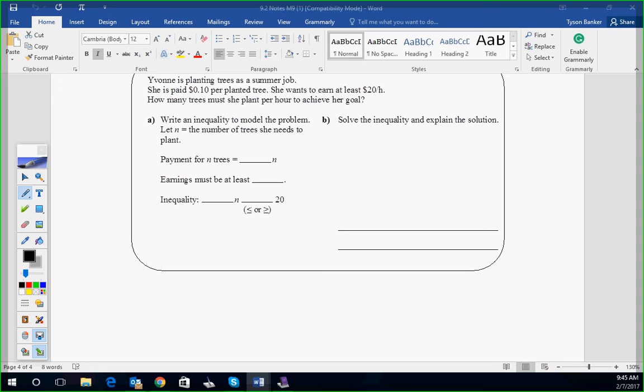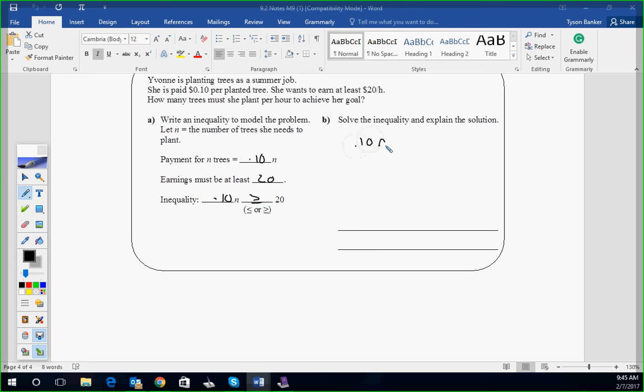What's the inequality? Okay, so payment for n trees. How much do you get paid per tree? 10 cents. So you put 0.10. Earnings must be at least 20. So your inequality is 0.10n greater than or equal to 20. So we're figuring out how many trees she has to plant to make what she wants to make.